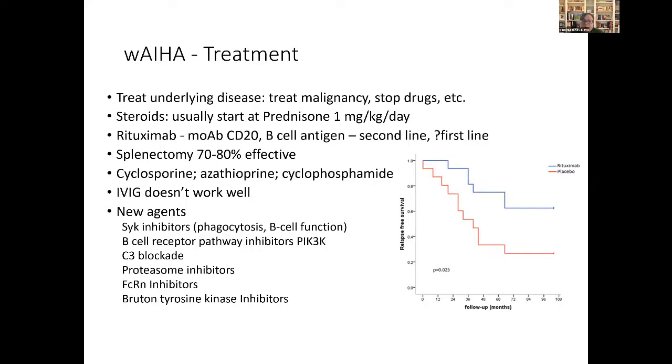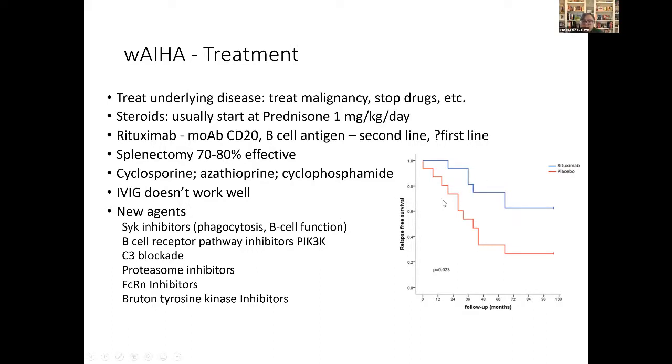Rituximab, which is a monoclonal antibody against CD20, an antigen on B cells, has a well-established role in the second line and is currently the recommended therapy in the second line. And it actually has data in first line as well.